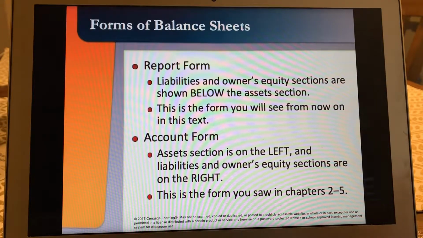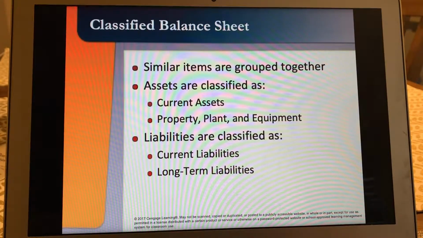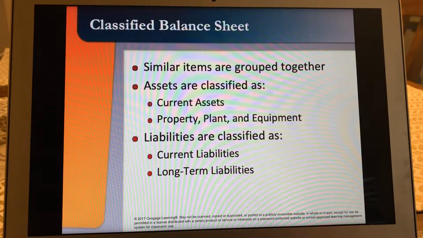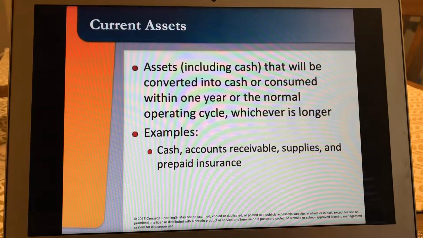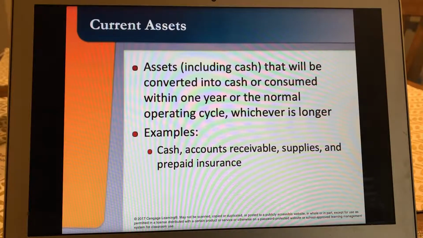In report form, the liabilities and owner's equity sections are shown below the assets section. This is the form you will see from now on in this text. In account form, the assets section is on the left, and the liabilities and owner's equity sections are on the right. This is the form you saw in chapters 2 through 5. In the classified balance sheet, similar items are grouped together. Assets are classified as current assets and property, plant, and equipment. Liabilities are classified as current liabilities and long-term liabilities. Current assets include cash that will be converted into cash or consumed within 1 year or the normal operating cycle, whichever is longer.